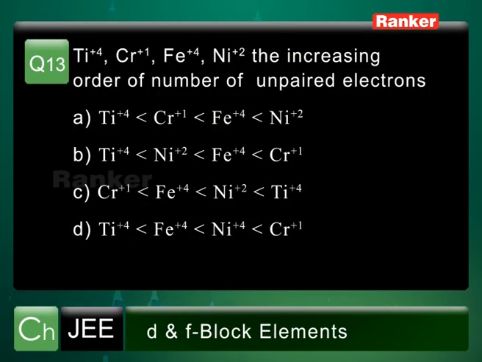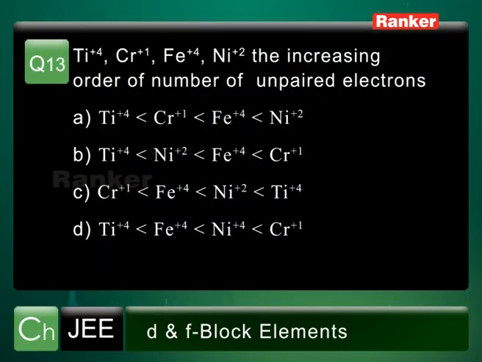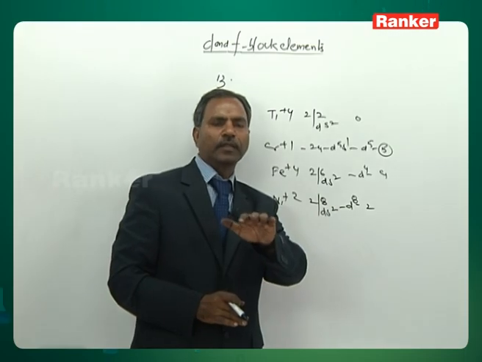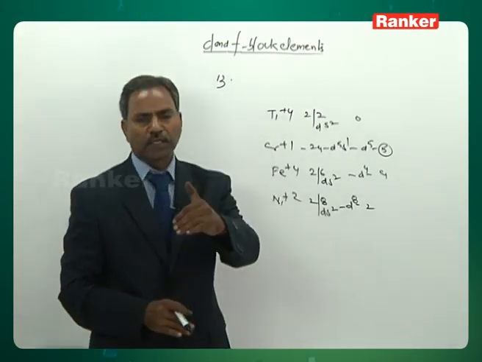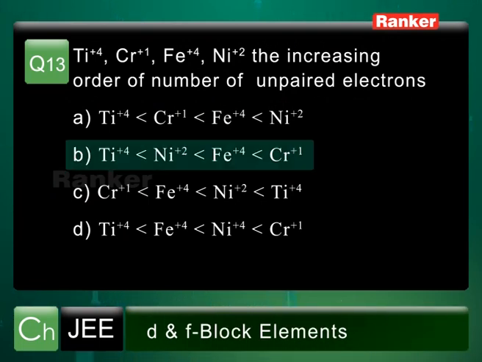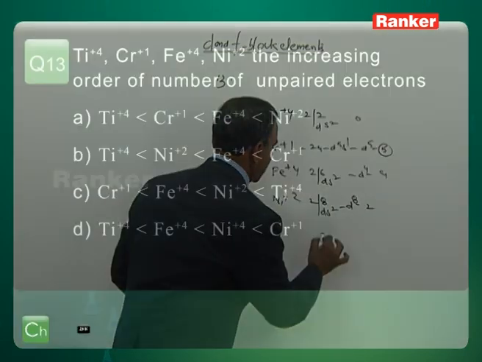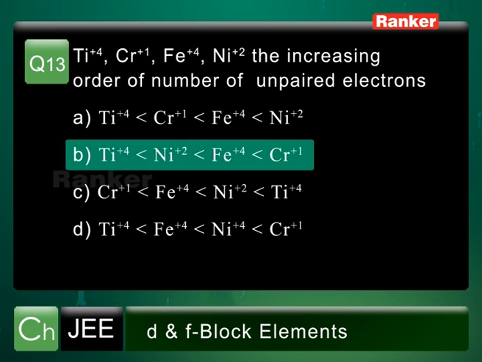Now we can check the options. Titanium has less than nickel plus 2, nickel plus 2 has less than Fe plus 4, and Fe plus 4 has less than chromium plus 1. Don't look at the answers first, as they can confuse you. First see the question, calculate the number of unpaired electrons yourself, then go for the answers. So option B is the correct answer: titanium plus 4 less than nickel plus 2 less than Fe plus 4 less than chromium plus 1. This is the way you have to do such questions that appear in the entrance exam. Here answer B is correct.